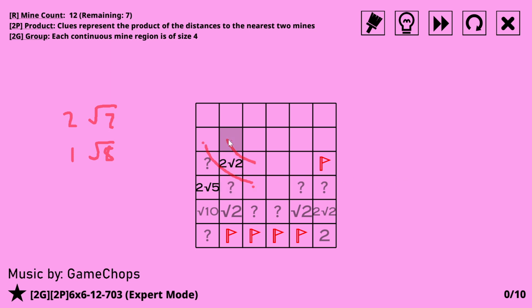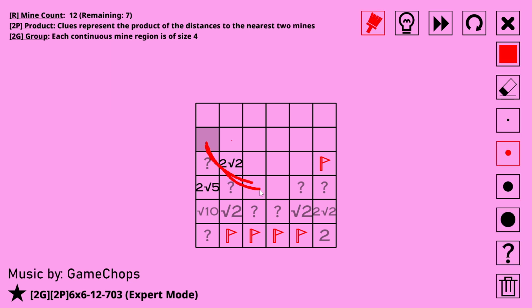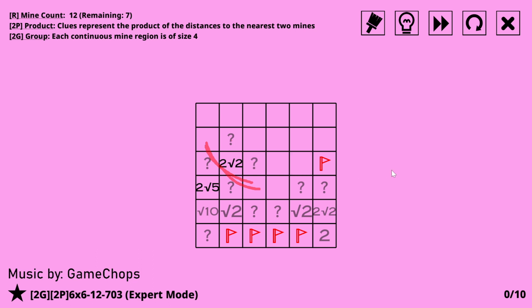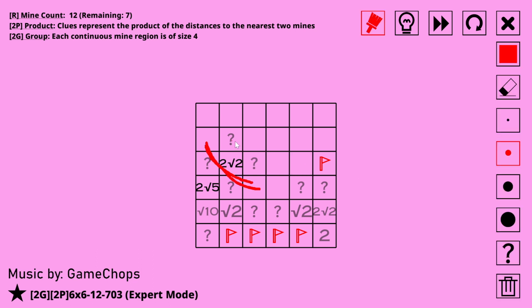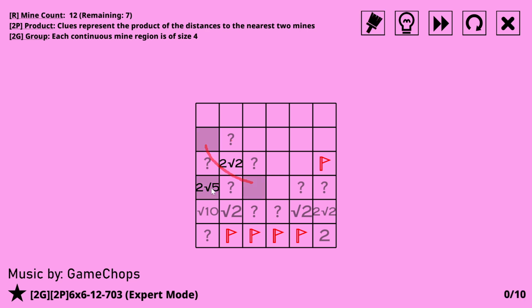I mean, okay. Because there's at least one mine here, that would already make this 2 root 2 times 2, right? So can we say none of those are mines? I can. But how is it possible that none of those are mines, if one of those is a mine? Okay, well, if one of those is a mine, then this can't be a mine. And we also know one of those is a mine at least. I still don't get how this 2 root 5 can be fulfilled though.